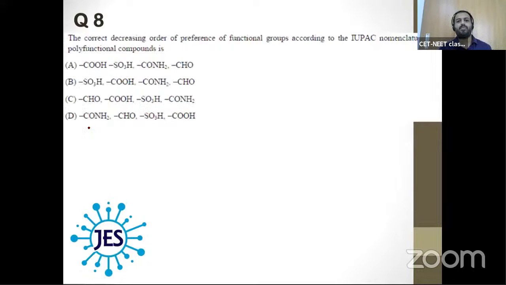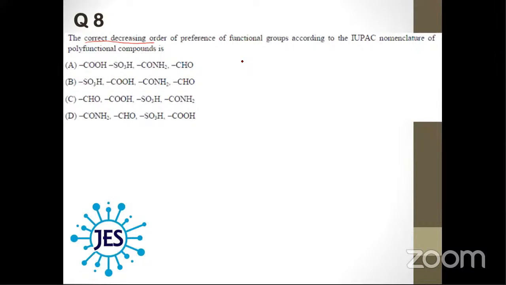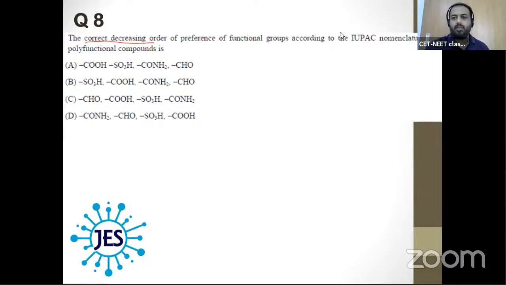Question number 8. The correct decreasing order of preference of functional groups according to IUPAC nomenclature of polyfunctional compounds is. Here you have to select which is the correct order. Let me see who will give the correct answer now. Send in a chat response. Okay, many of you are suggesting D as the answer.